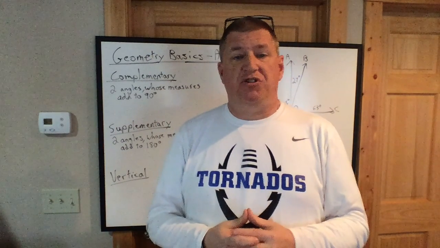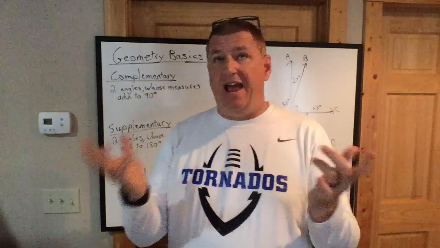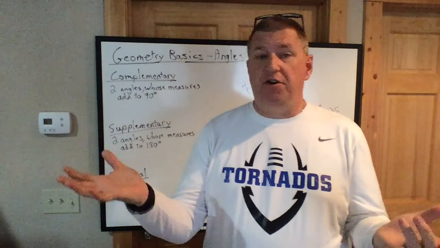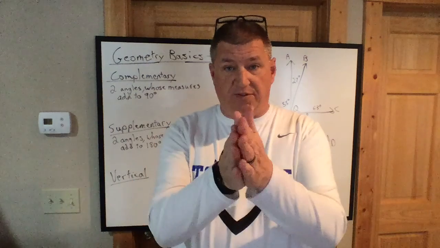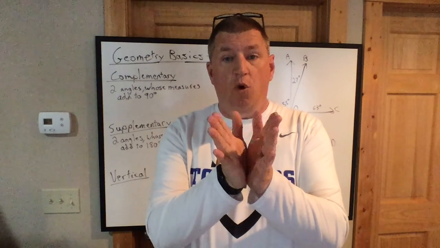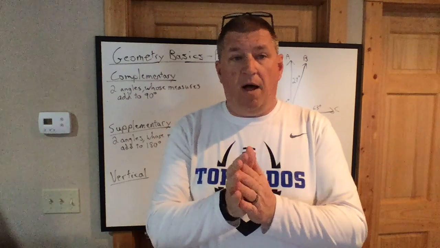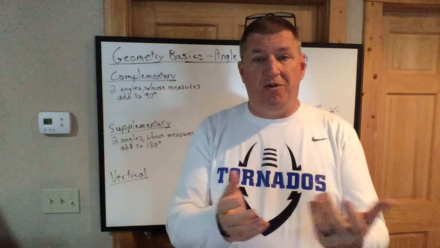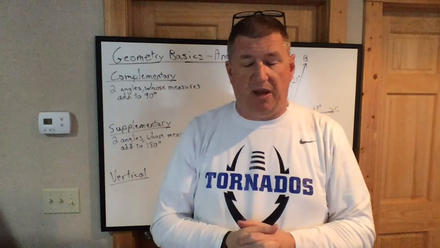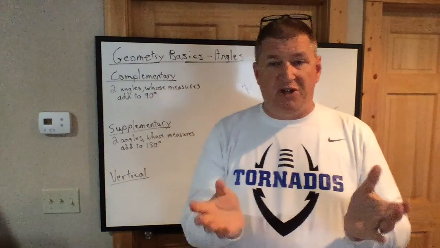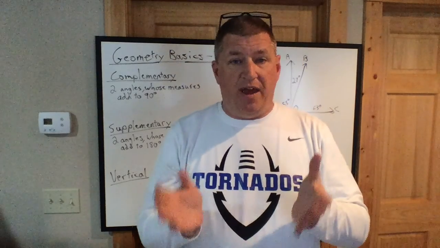So if I had two angles of 60 degrees and 30 degrees, 60 plus 30 gives me 90. So those two angles would be complementary. They don't have to be next to each other. They can be on two different diagrams. They can be anywhere that you want them to be. As long as their measures add together to give you 90, they are complementary.